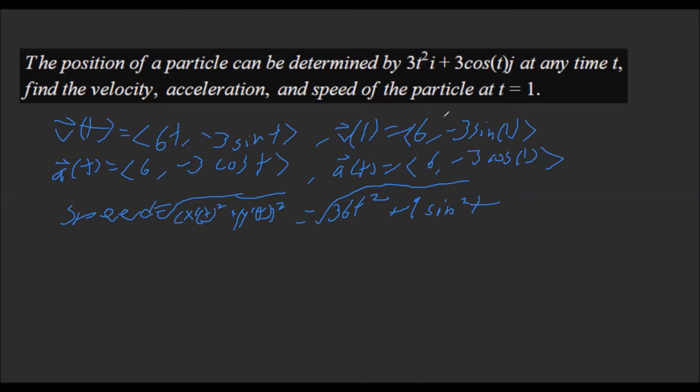Yeah, okay. Now from here, let's just plug in 1. Now I don't really want to simplify this. We'll just plug in, like I said, 1, and we won't really simplify. So 36 plus 9 sine squared of 1 is our final answer.